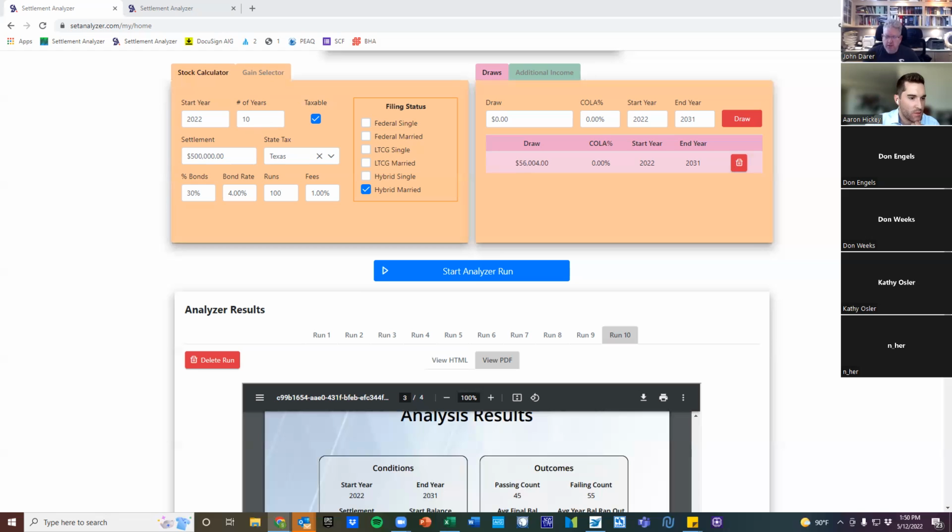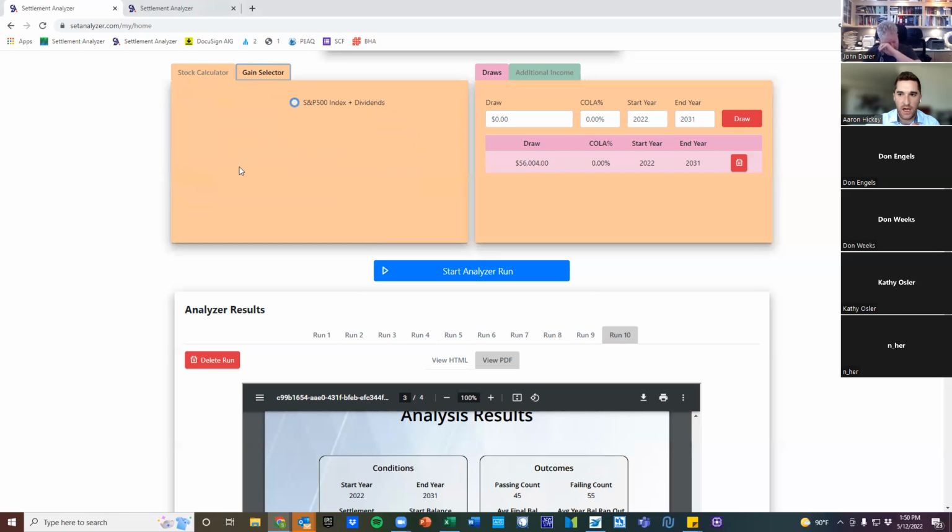So will future versions have the ability to allocate different indexes? That is our hope. Right now, if I go to this side that says Gain Selector, you'll notice that it says S&P 500 Index plus dividends. Our goal is to fill this section with more options: 100% S&P, 100% Dow, 100% NASDAQ, some blend of all of them. So yes, it will be a feature we would like to add in the future, so that people can select the index that they want the account to grow by.